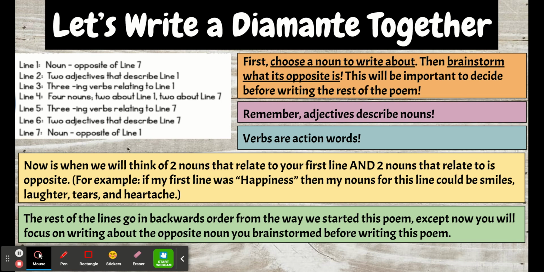And then from there, the rest of the lines go in backwards order from the way we started this poem. So we go 3 ing verbs, 2 adjectives, 1 noun, but we're focusing on the opposite that you brainstormed already before writing this poem. All right, once you've got your Diamante poem, you might look at it and notice that it's in the shape of a diamond, because remember that Diamante means diamond, and now you've got your very own, and you'll be writing another one later today. All right, have a great day, poets.